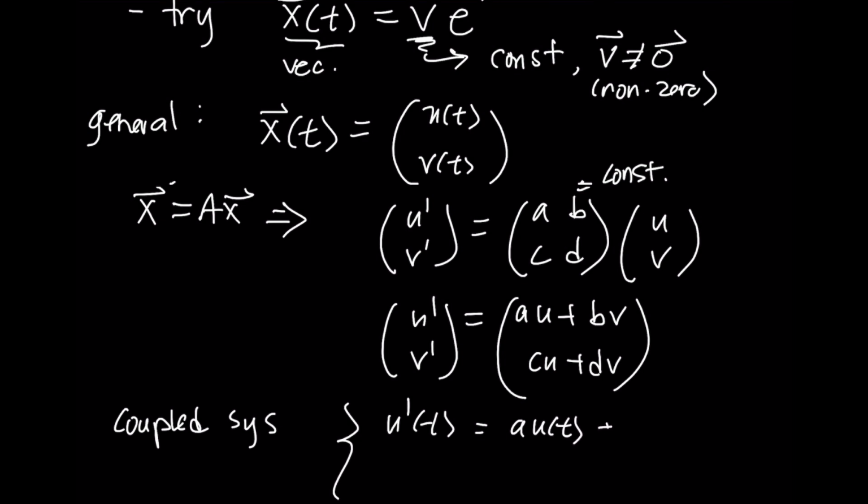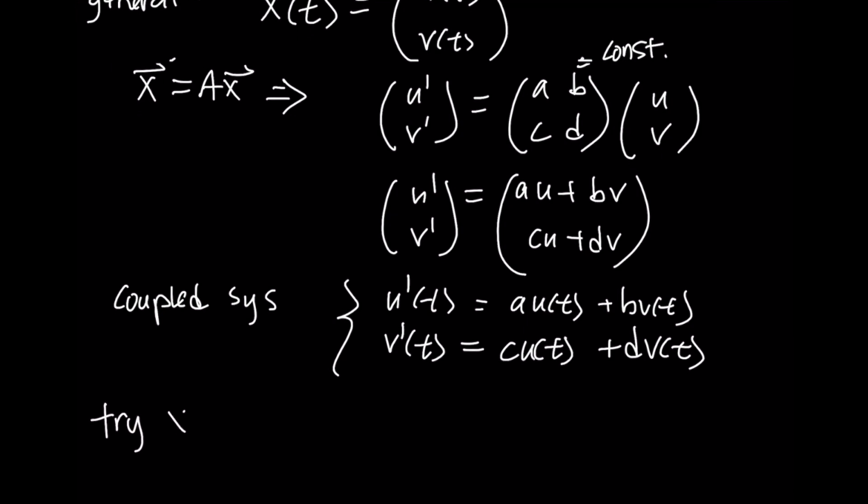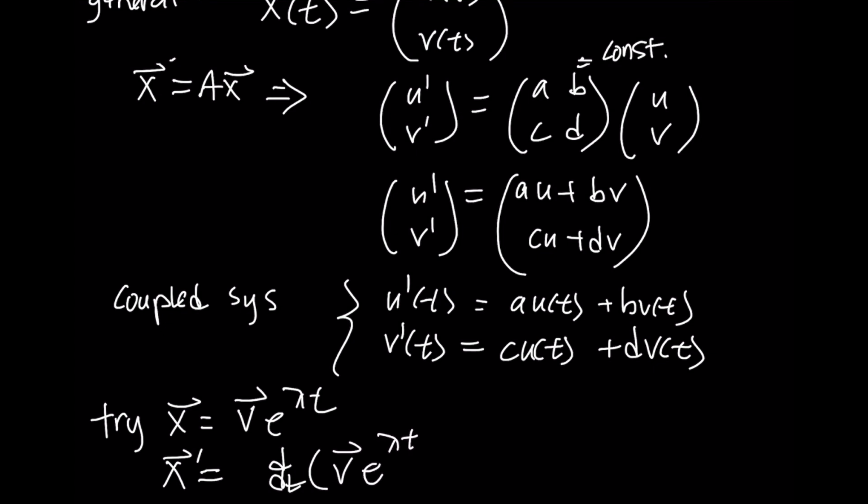U prime of t is a u of t plus b v of t, and v prime of t is c u of t plus d v of t. We are going to try a solution vector that looks like this: v e to the lambda t. The derivative of this solution vector would simply be the derivative of this expression. Because the vector v is a constant, we can take it out, and what we end up getting is lambda v e to the lambda t.